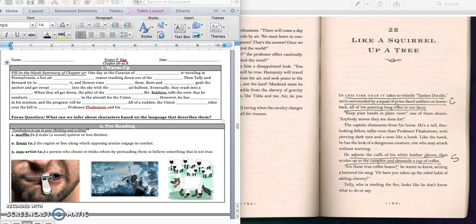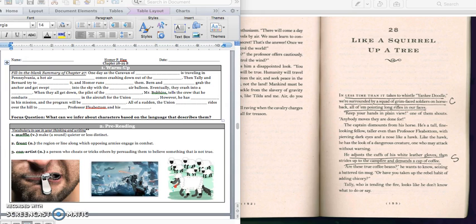When they all get down, the pilot of the aircraft, Mr. Bobbins, tells the crew that he conducts surveillance for the aircraft of the Union Army. However, he has failed in his mission and the program will be ended. All of a sudden, the Union Army rides over the hill to arrest Professor Fleabottom and his crew.